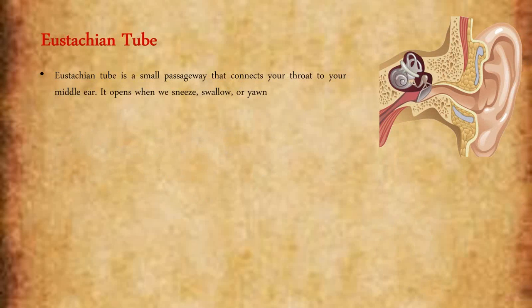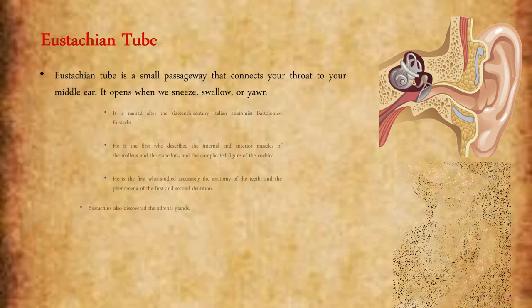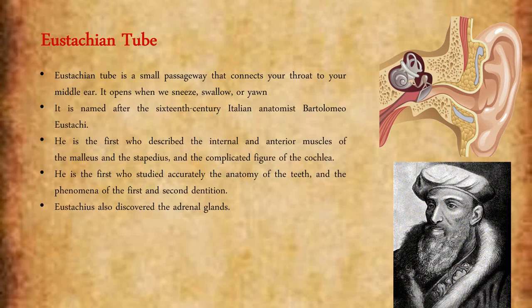Eustachian tube. The Eustachian tube is a small busway that connects your throat to your middle ear. It opens when we sneeze, swallow, or yawn. It's named after the 16th century Italian anatomist Bartolomeo Eustachi. He is the first who described the internal and anterior muscles of the malleus and the stapedius, and the complicated figure of the cochlea.